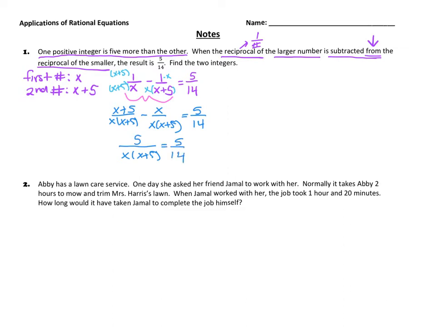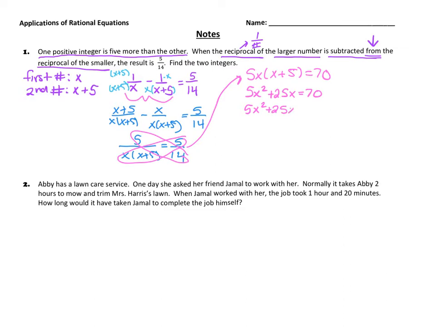So now I'm going to cross multiply, because when I have a fraction equal to a fraction, I can cross multiply. So I'm going to have 5x times x plus 5 equals 70. So now I'm going to multiply out the left side, and I'll get 5x squared plus 25x equals 70. This is a quadratic equation, so I'm going to subtract my 70 over to make it equal to 0.